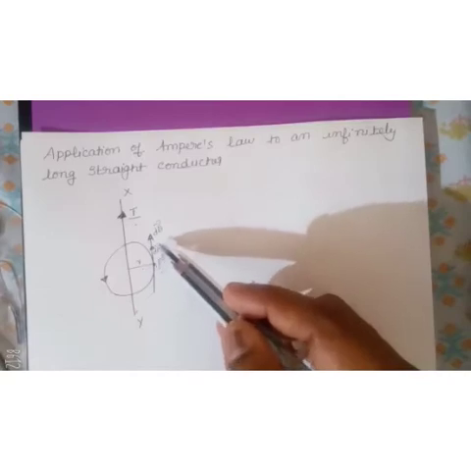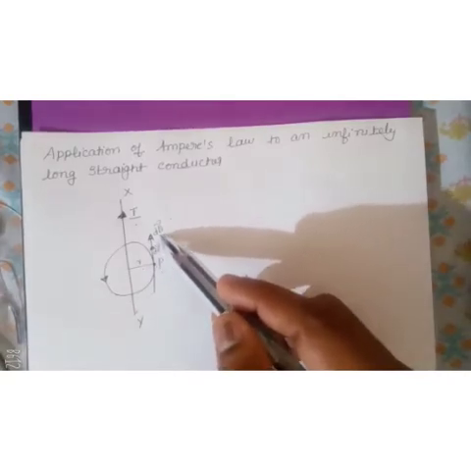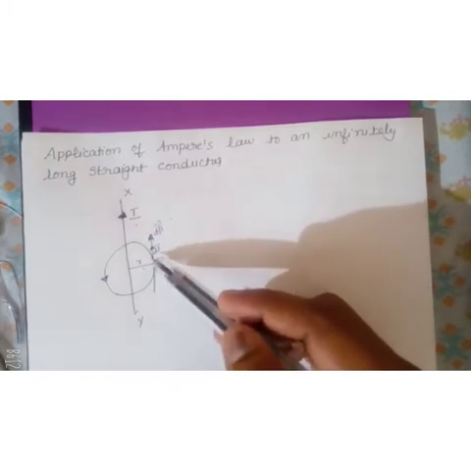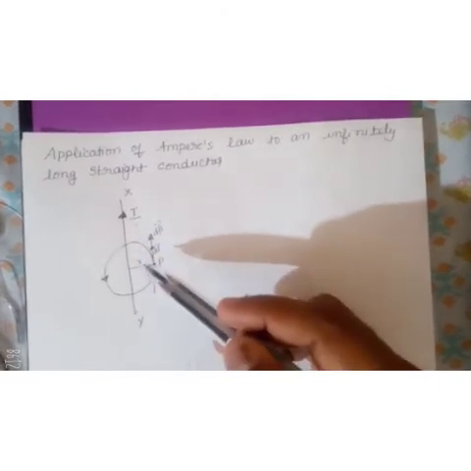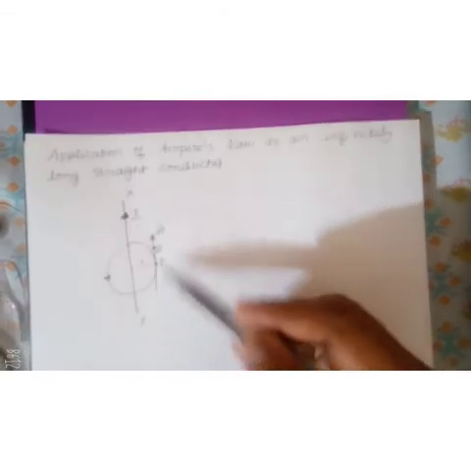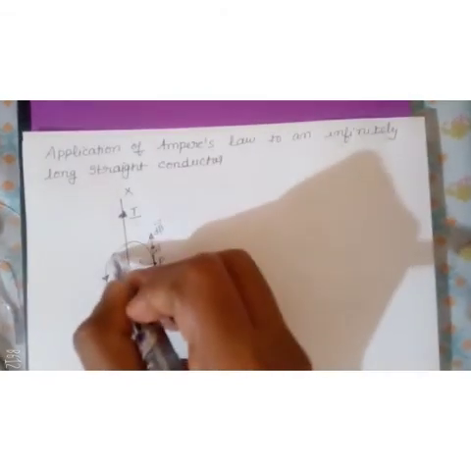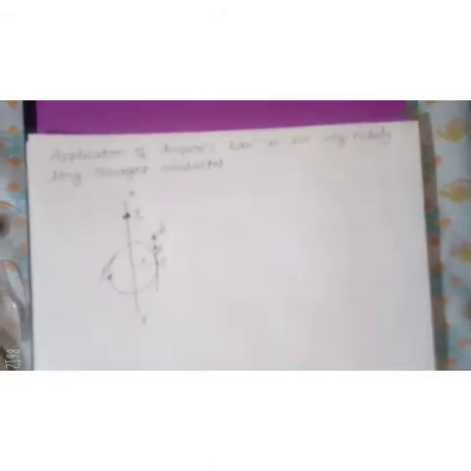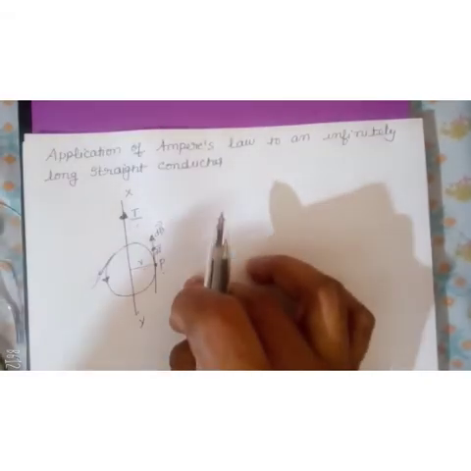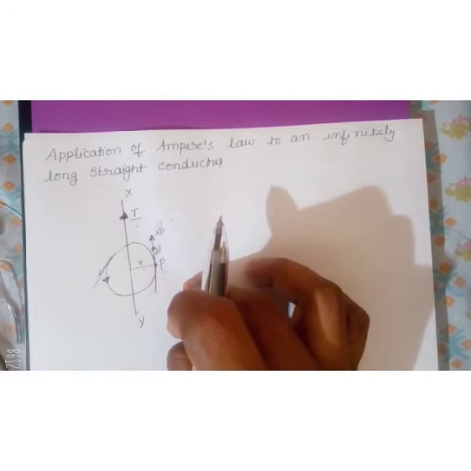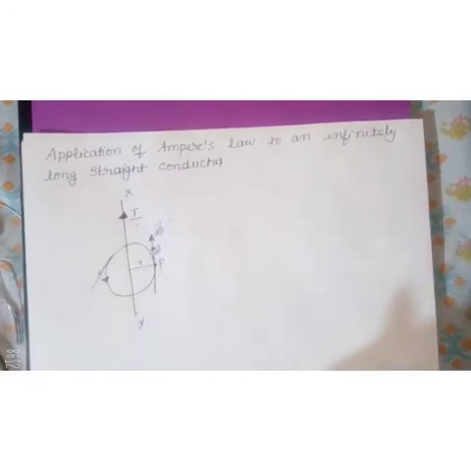The direction of the magnetic field is tangent to that circle at that point, and the magnitude of field B is the same at every point of the circular loop. Okay, you got the idea? The magnitude of field B is the same at every point of the circular loop, only its direction changes.